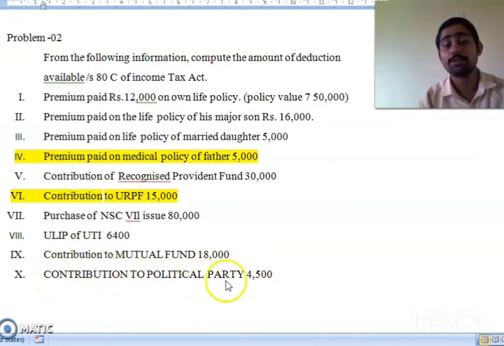Then contribution to a political party. Remember, contribution to any political party won't come under 80C. For this there is a separate deduction, which is considered as deduction under section 80GGB. So here it won't come, contribution to political party won't come under deduction under section 80C.